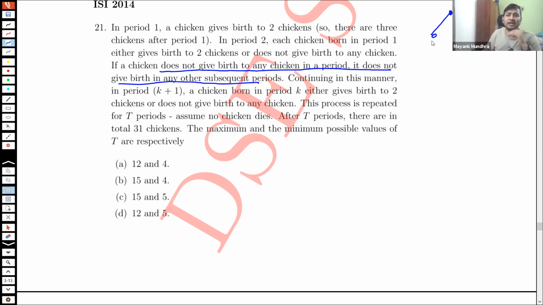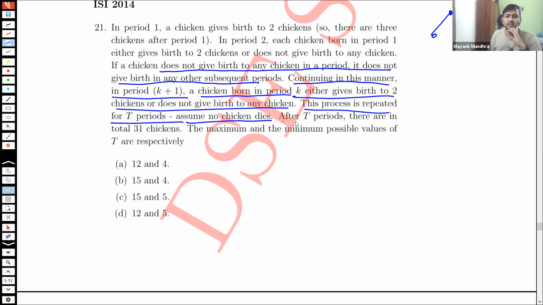So a chicken could be either fertile or infertile. So continuing in this manner, in period K plus 1, a chicken born in period K either gives birth to two chickens or does not give birth to any chicken. This process is repeated for T periods. Assume no chicken dies. After T periods, there are a total of 31 chickens.